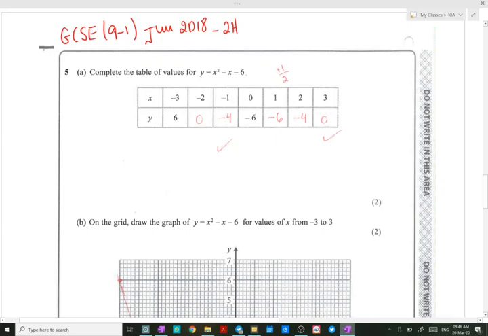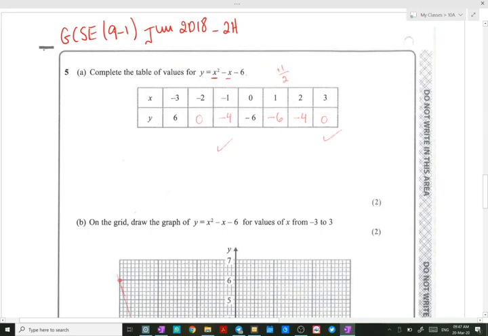Number 5 of the GCSE 1 to 9 paper 2H January 2018. Complete the table of values of y equals x squared minus x minus 6. First, let us assign the shape of this function, and since you have x squared, therefore it's a quadratic function. Now, in order for you to fill in the table, you have to replace the value of x in here, and then you can find y.